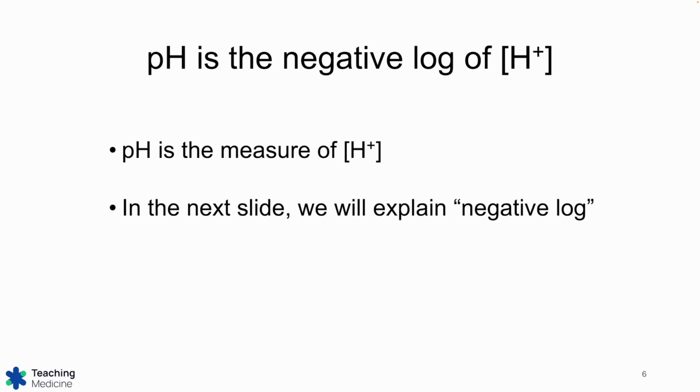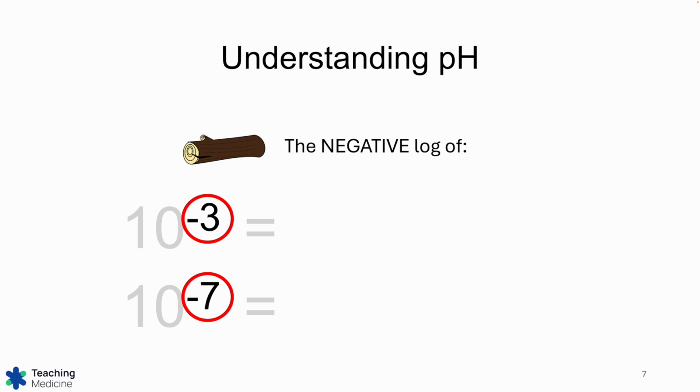and we're going to explain what that exactly means in the next slide. So what do we mean by negative log? Well, if you have a value 10 to the minus 3, the log is negative 3, and the negative of that is going to be 3. Similarly, the negative log of 10 to the minus 7 is 7.